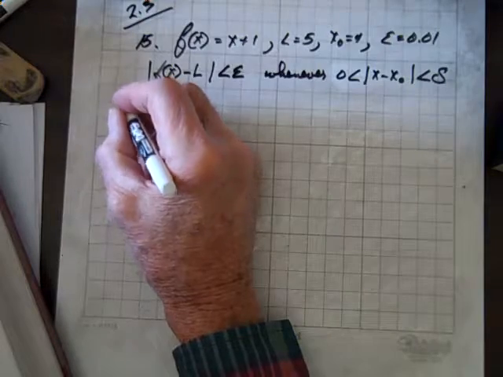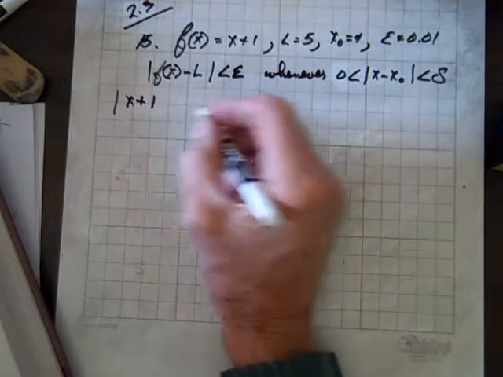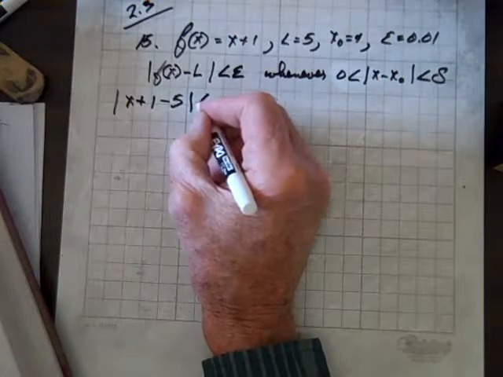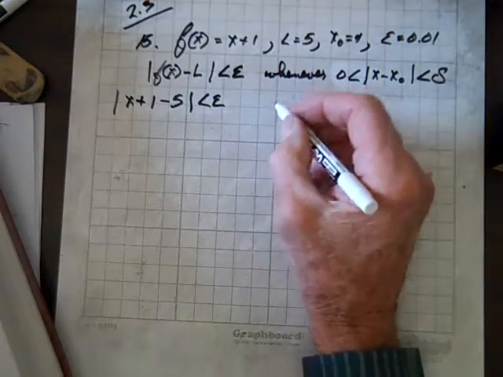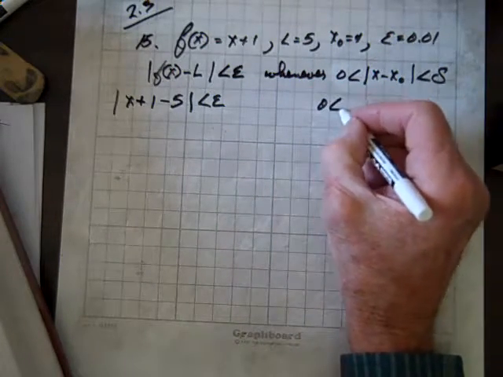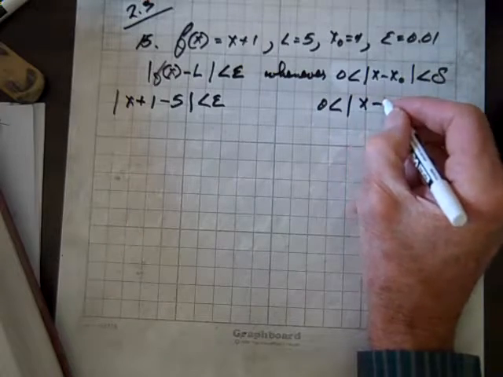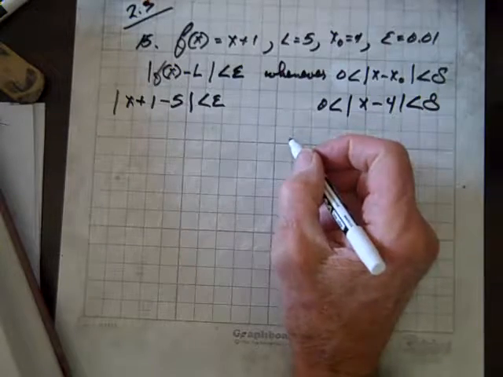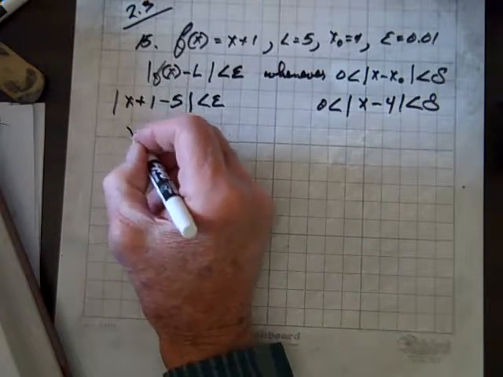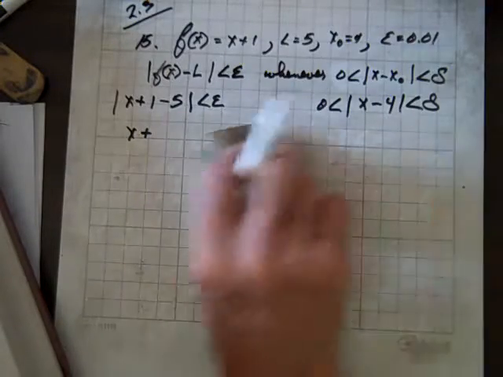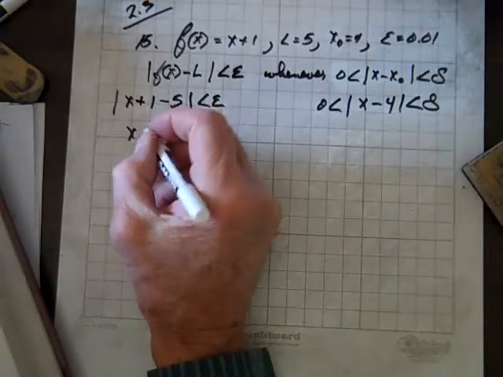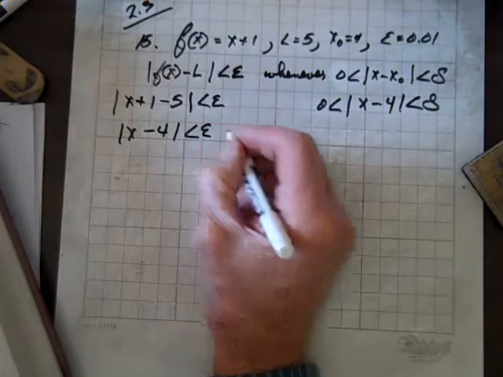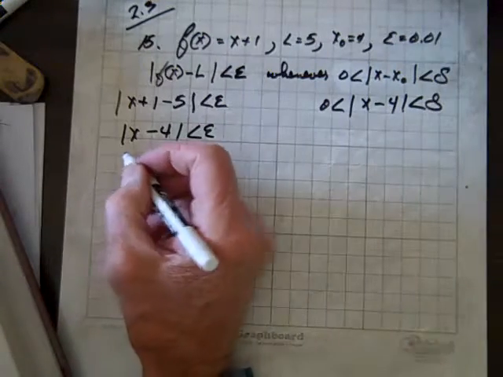And so f of x is x plus 1, and the limit is 5, so minus 5, and that's going to be less than epsilon whenever 0 is less than the absolute value of x minus, and x sub naught is 4, it's less than delta. So now we've got x plus, or excuse me, x minus 1 minus 5 is 4, minus 4, less than epsilon. And let's keep going with this.